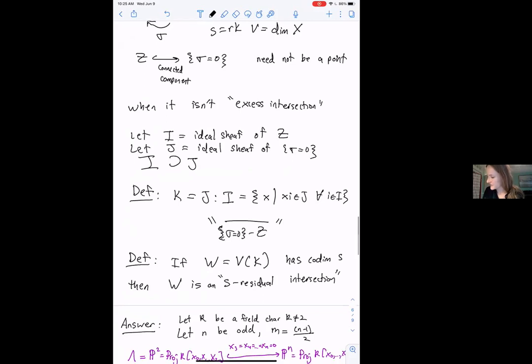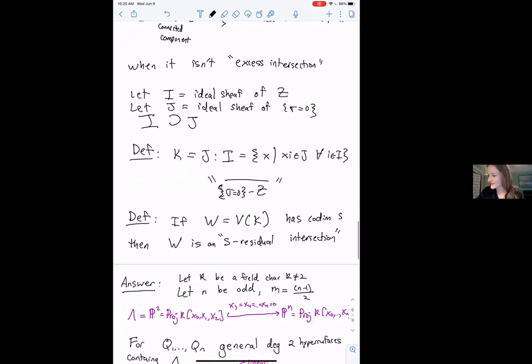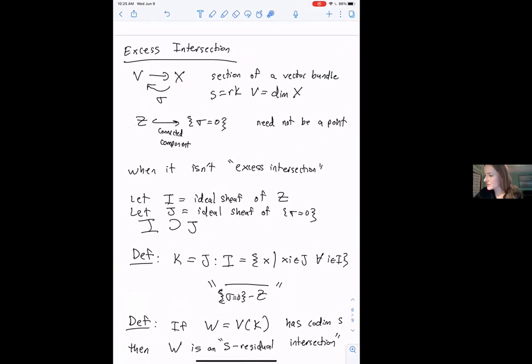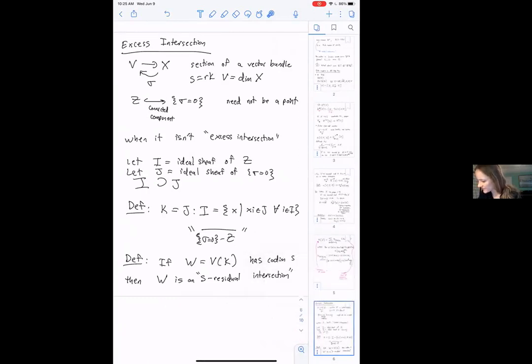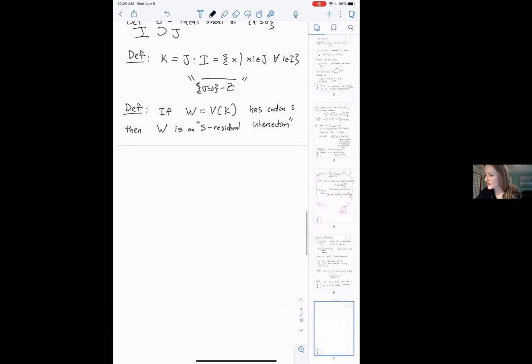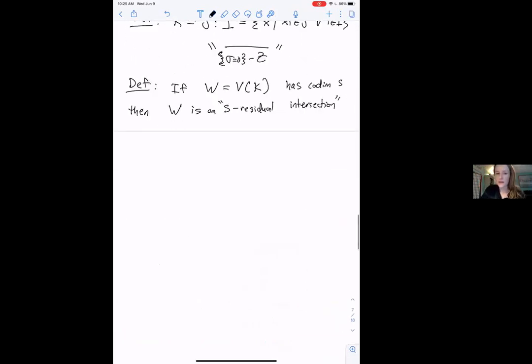We're not quite to an answer yet. So let's add another page. Okay. So let's look at the contribution to the Euler number from our residual intersection.